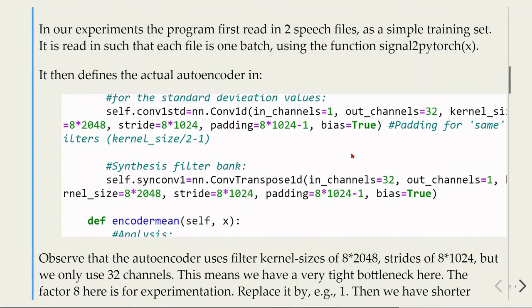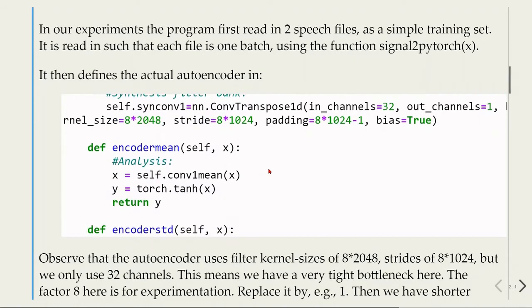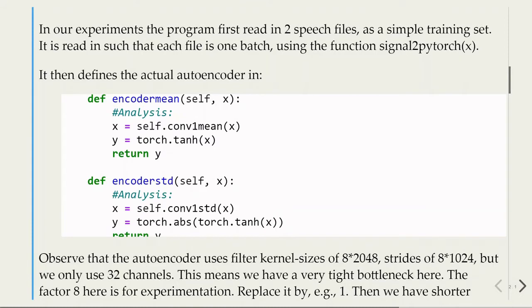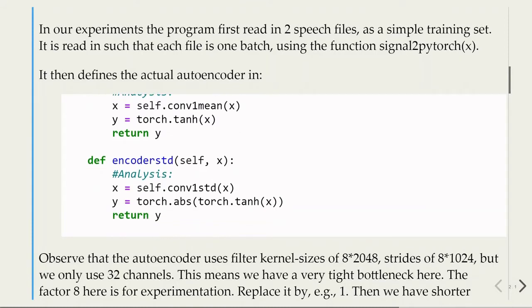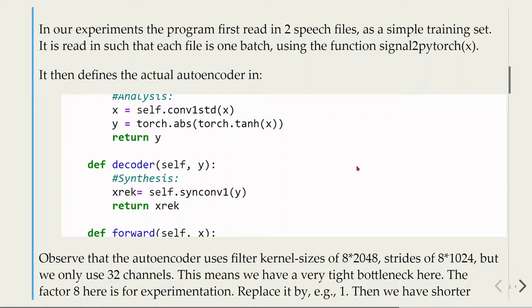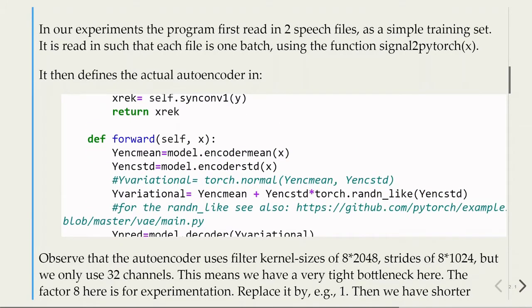Then we have the synthesis filter bank, and we are using the ConvTranspose1d. Then we have our encoder mean. We are also using the tanh as activation function. So remember that our values will be from minus 1 to 1. Then we have the encoder standard deviation, and in this case, we are having an absolute value together with the tanh. So now we will only have positive values. This is for the analysis. Then we have the decoder. And we have our forward method.